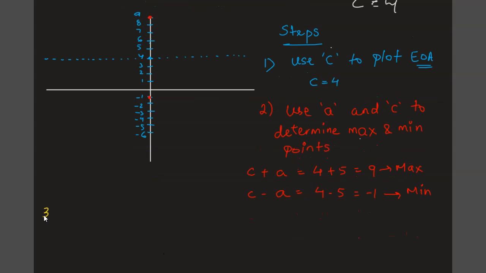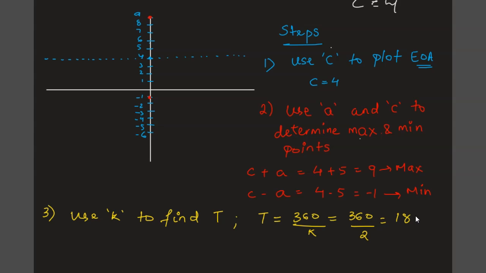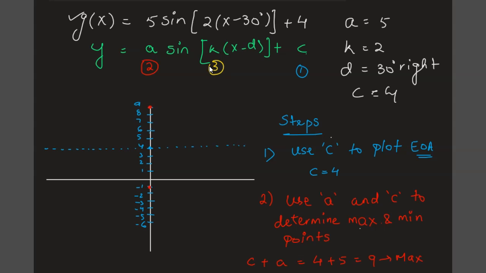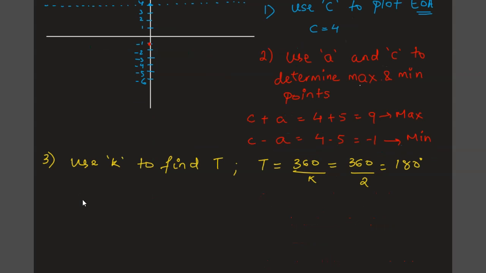Next is step number 3. In the third step, we have to use k to find the time period. We know the time period is 360 divided by k. In this case, k is 2. So it will give us the time period to be 180 degrees. So k is the third thing to use. The use of k continues in further steps as well.